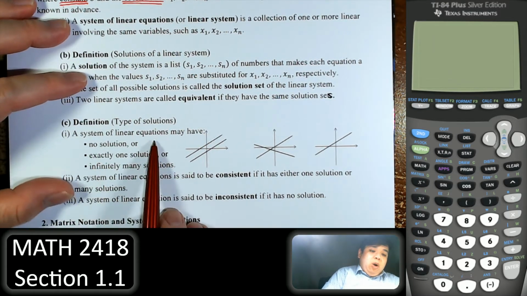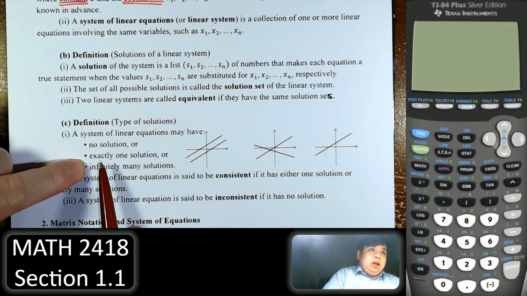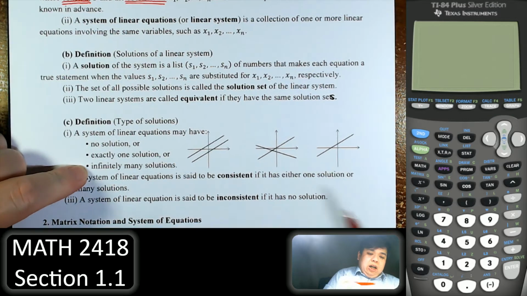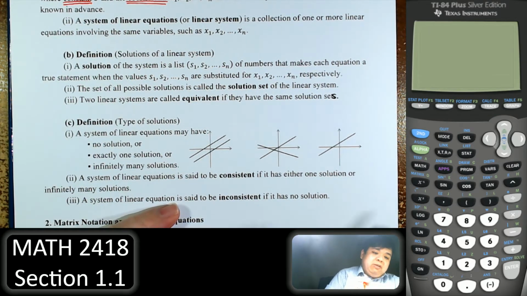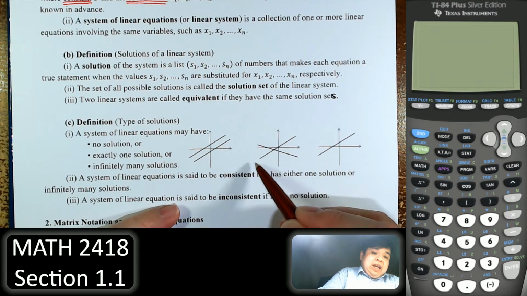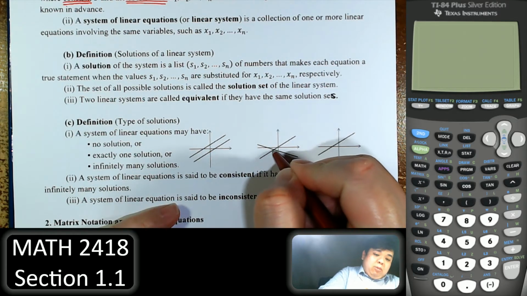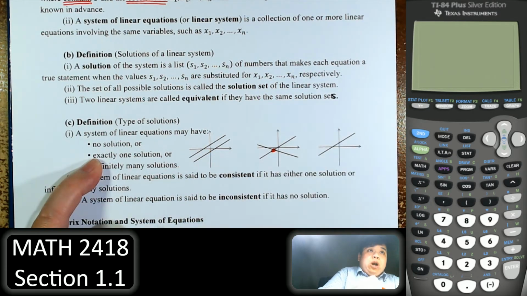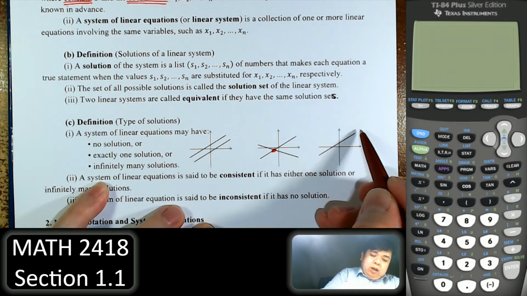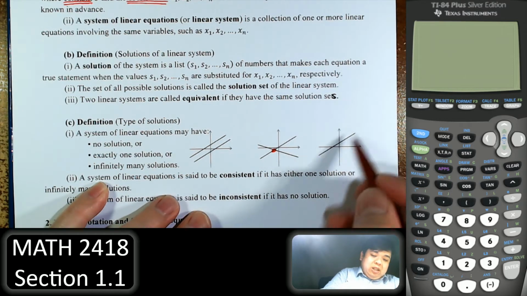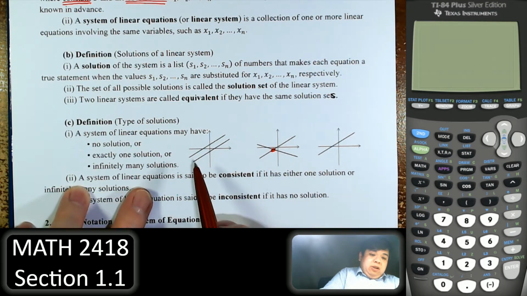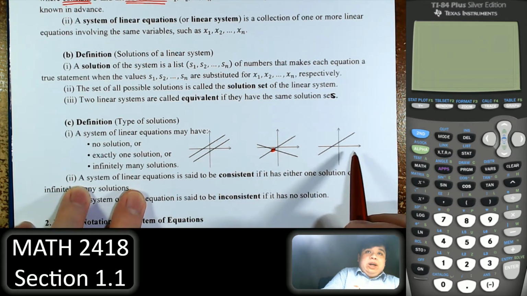A system of linear equations may have no solution, exactly one solution, or infinitely many solutions. So think of three scenarios. If we have two parallel lines, no intersection, no solution. If we have two lines that intersect at one point, that is one solution. And if we have two lines that are on the same line, or coincident, then we have infinitely many solutions. So we have no solution, one solution, or infinitely many solutions.